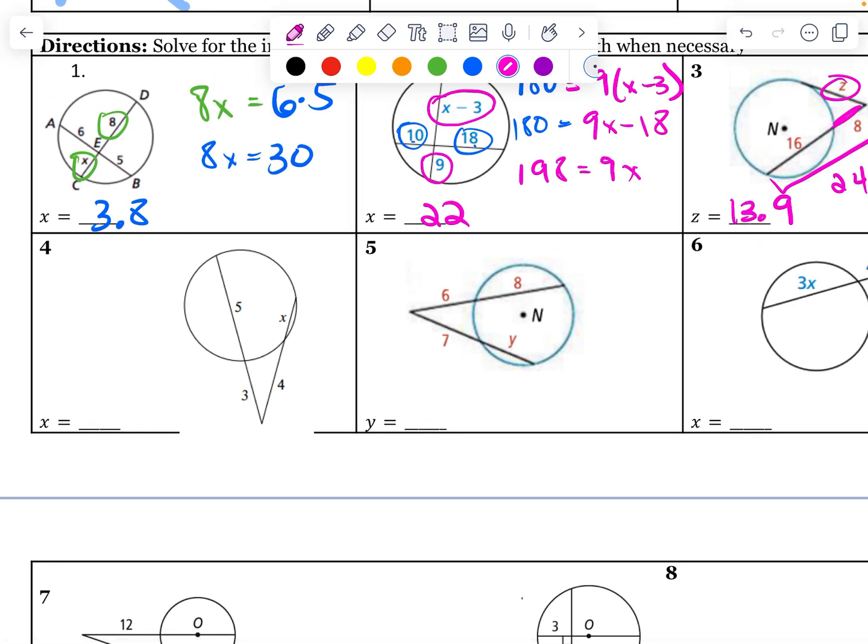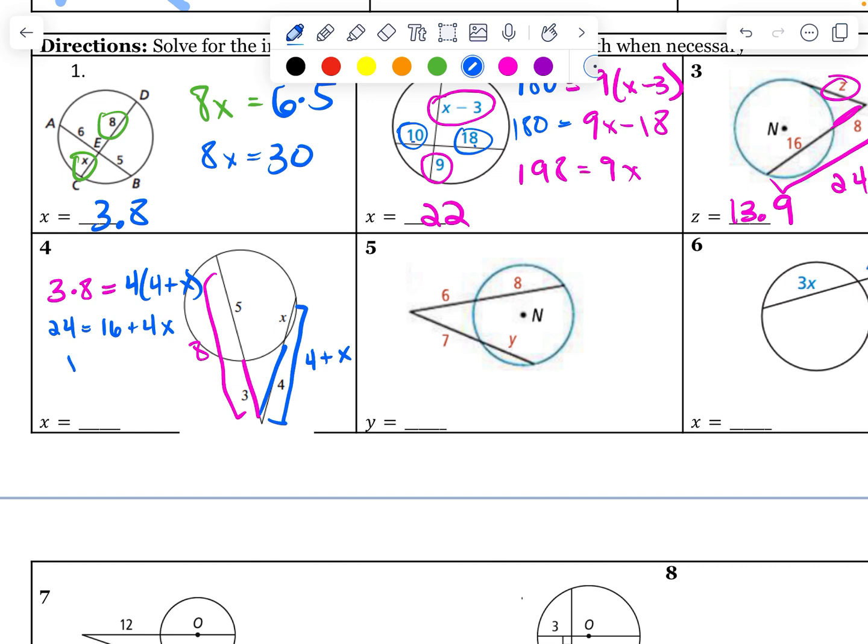Inside, outside. So part to whole right there is 8. So 3 times 8 equals part to whole. My whole there is 4 plus x. So 4 times 4 plus x. It's going to be 24 equals 16 plus 4x. 8 equals 4x. X equals 2.